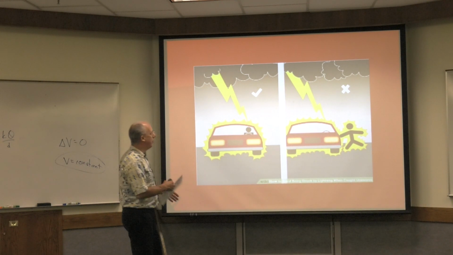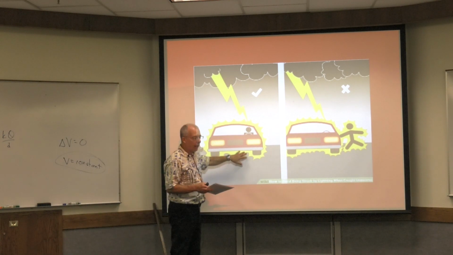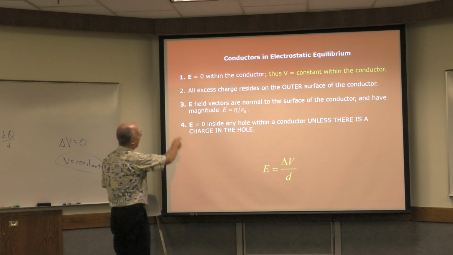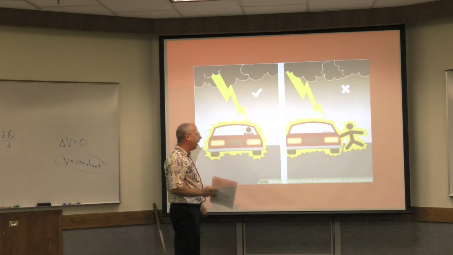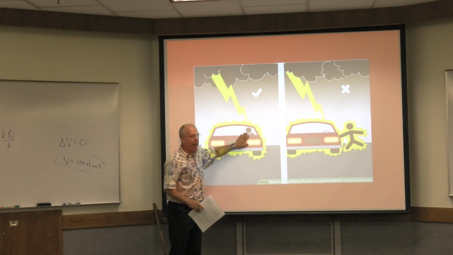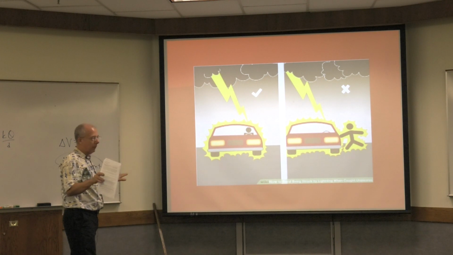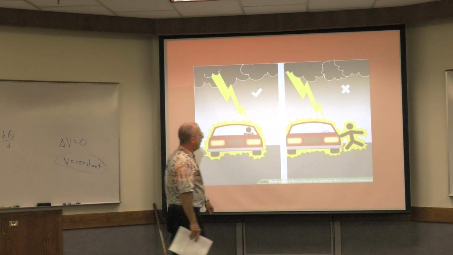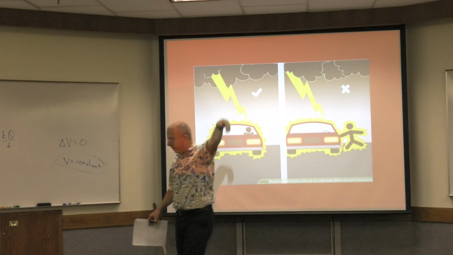So why do you want to be inside a metal car in a lightning storm? Well, a metal car is a conductor, right? The E field inside a conductor is what? 0, right? And so even if the lightning strikes the car, if you're inside it, you're going to be shielded. There's not going to be any E field. Potential is going to be constant. No currents, nothing. It's totally safe. On the other hand, if the lightning strikes the car and you are dumb enough to touch it on the outside, well, good luck.